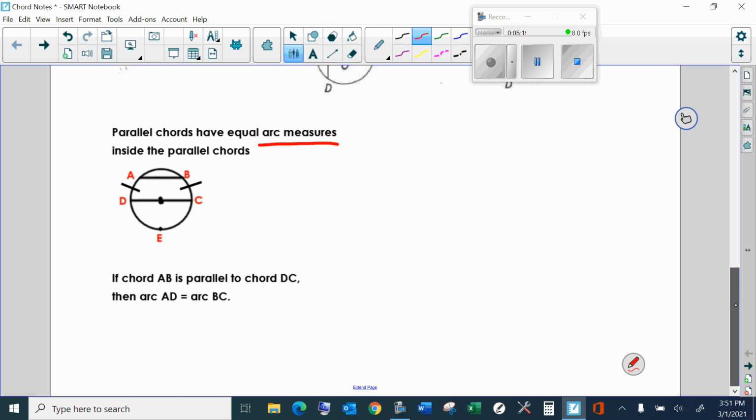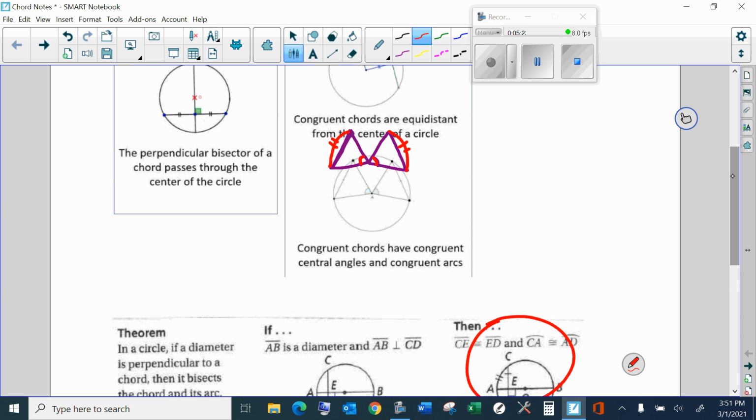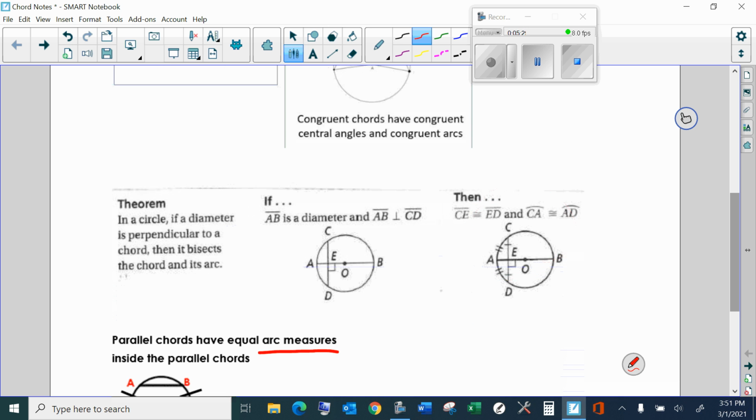All right, that goes ahead and answers anything you should need on your chords assignment that's coming up, but I'm also going to do some problems from there.